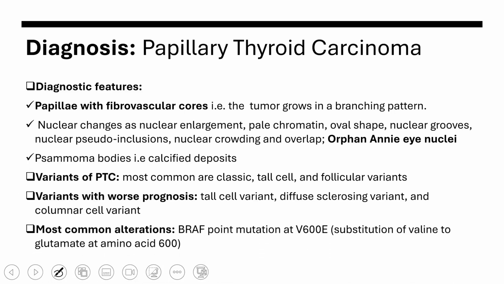The most common alteration we can see is the BRAF point mutation at the 600th position, where there is a substitution of valine to glutamate. And you can go through the video of papillary thyroid carcinoma to see this.